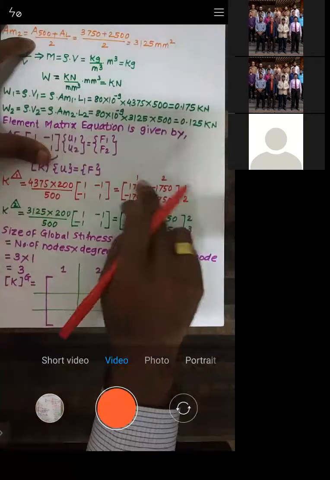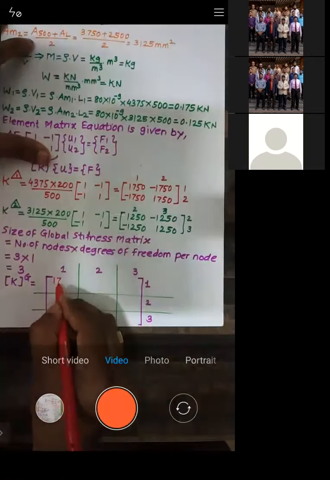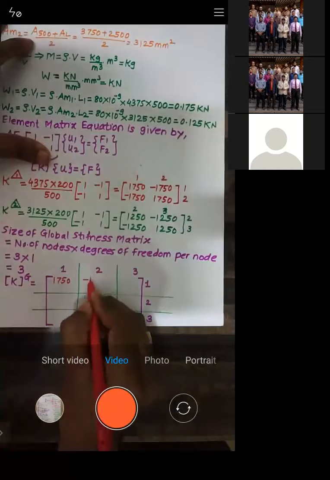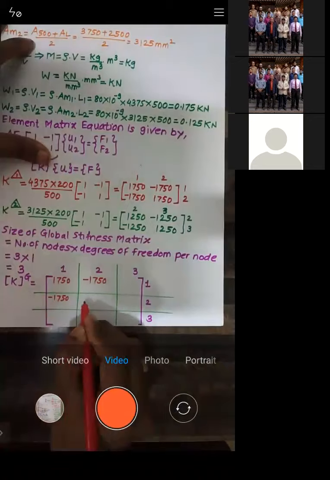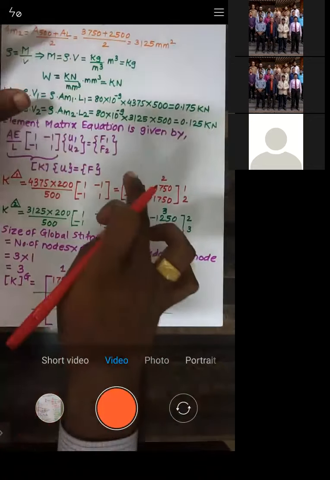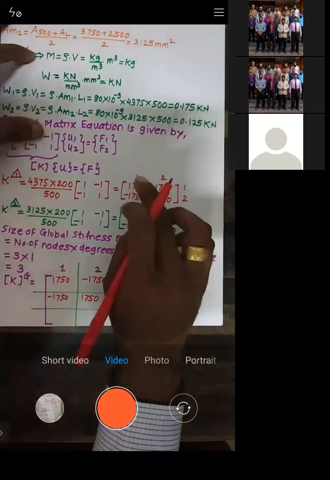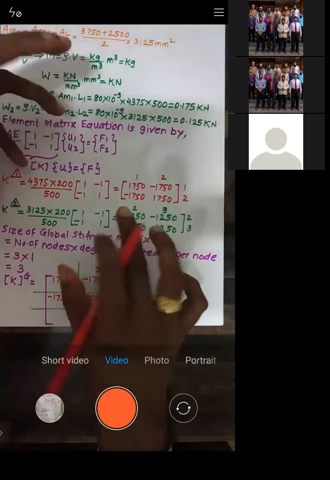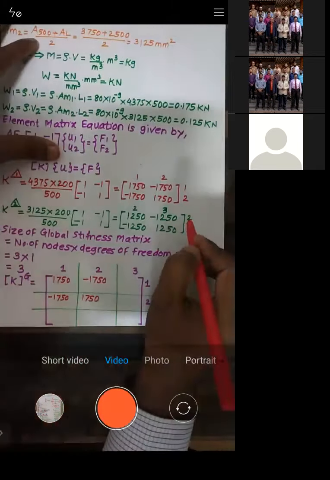Just get the starting point 1, 1. At 1, 1 you put 1750. Just beside that, minus 1750. Here you put minus 1750, and here you put 1750. This is straightforward, 1, 2, 1, 2, so you find it very simple. But if it is 1, 3, 1, 3 or 3, 1, 3, 1, in that case you need to take more care.